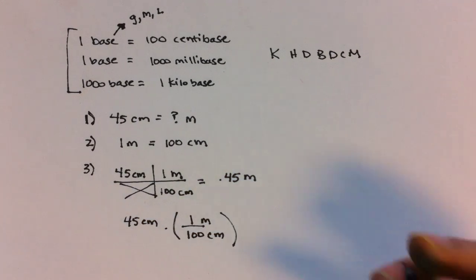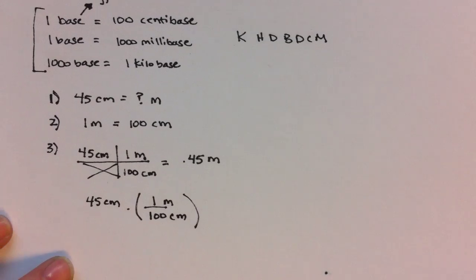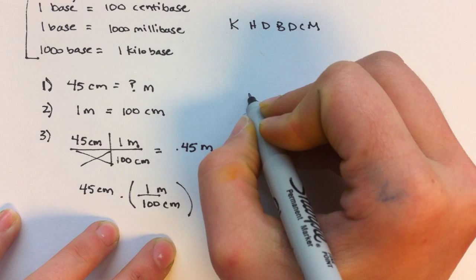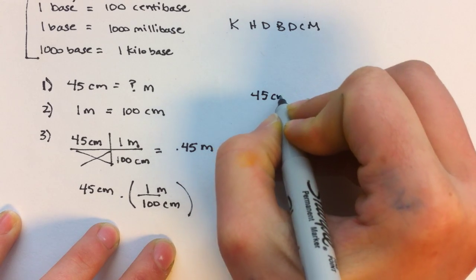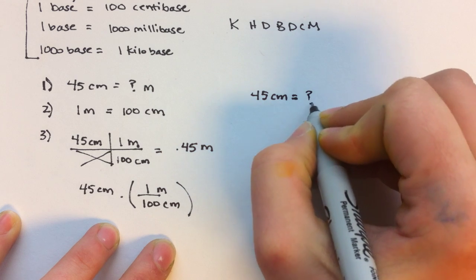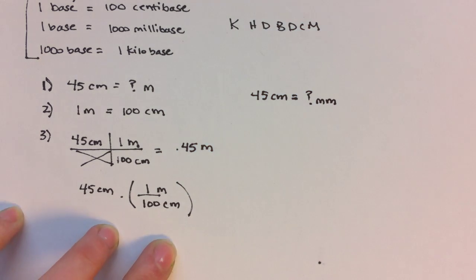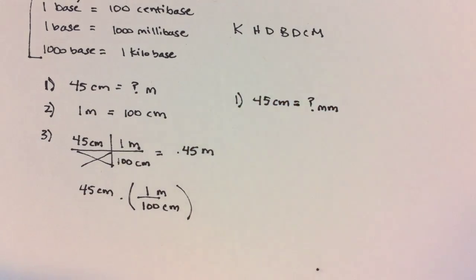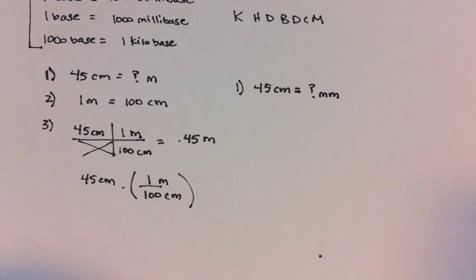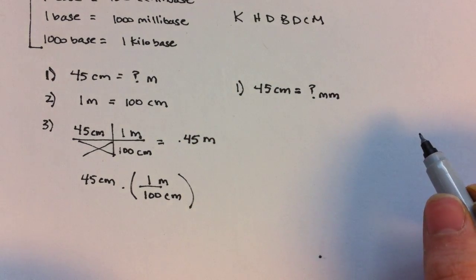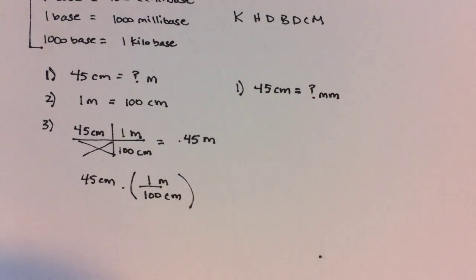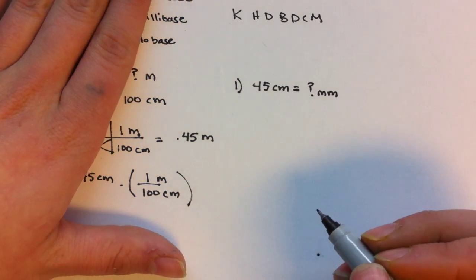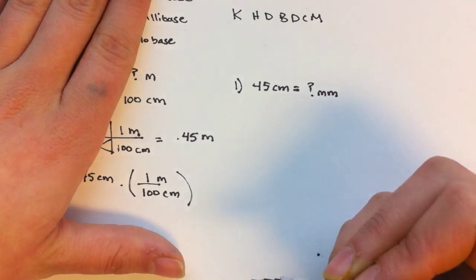Okay. Now, I also might ask you something like this. It was on your homework. Say I said 45 centimeters equals how many millimeters? Here you have three choices. You could do centimeters to meters in a T, and then meters to millimeters. Or you could do a double T, which I'm going to show you, or you could do it using King Henry.